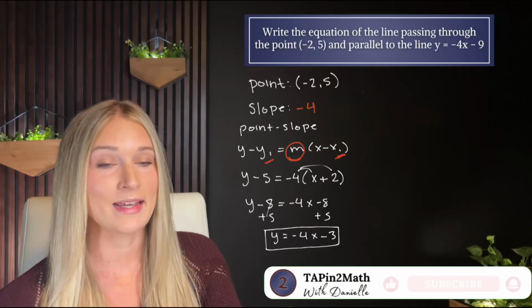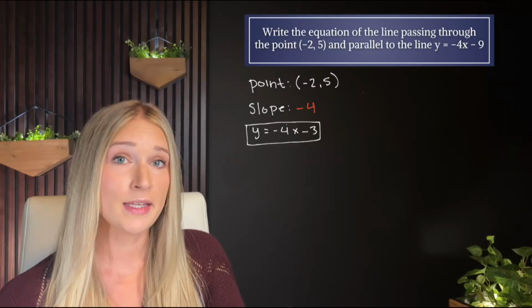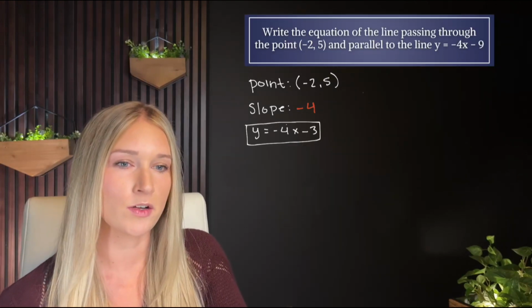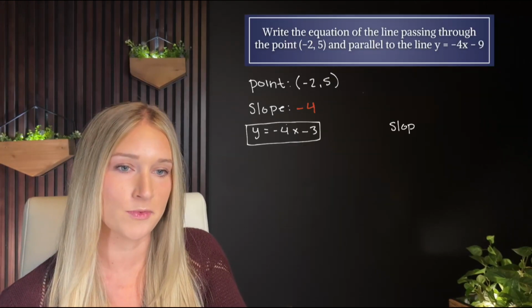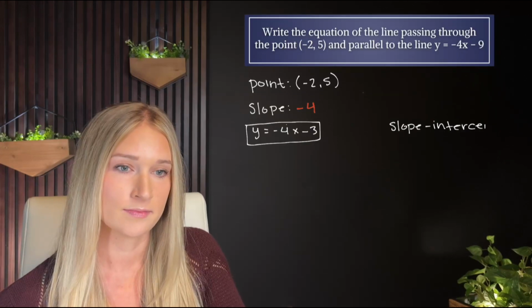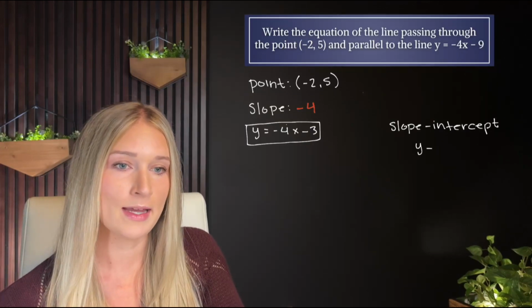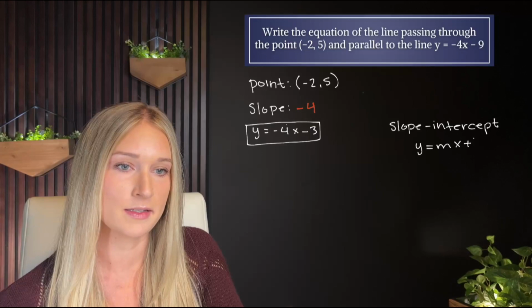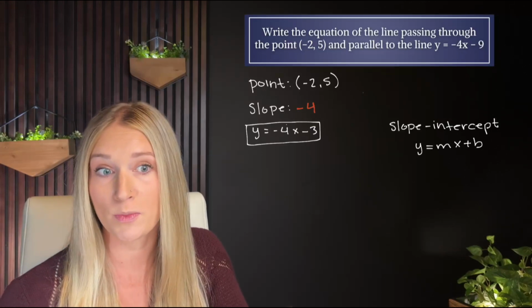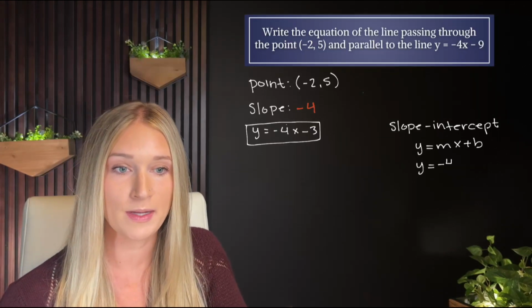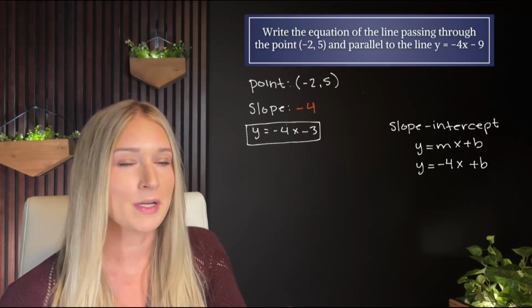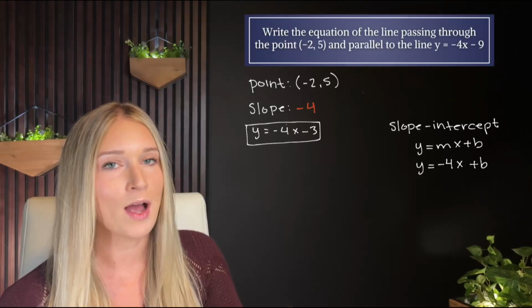Now let's look at a second approach. When we're writing equations of lines, generally we want our equation in slope-intercept form, which is what I have here. Slope-intercept form is y equals mx plus b. I already have the slope of my line, which is -4, so I can at least fill that in, but I don't know what my b is, or my y-intercept.